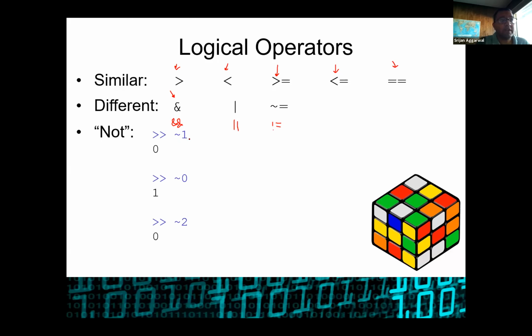So when I write not, it's a Boolean or a logical operation. So not 1 is 0, not 0 is 1. Now not 2 is again false. So anything except 0 is true. So not 2 would be 0.